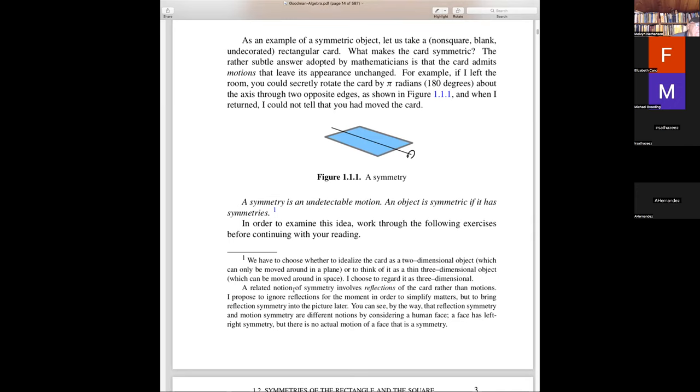A related notion of symmetry involves reflections. So just like if you look at a mirror, if you reflect the image of your face through this vertical line through your nose, you get back the same image. But that's a reflection. That's not a motion. At the beginning, we're going to talk about motions. And a little bit later, we will include reflections.